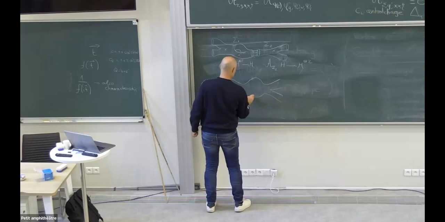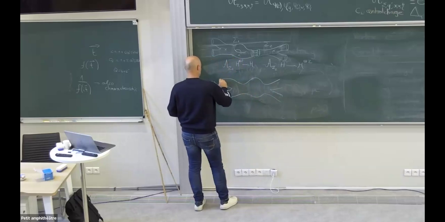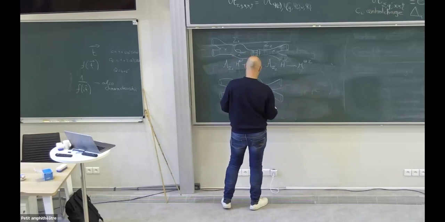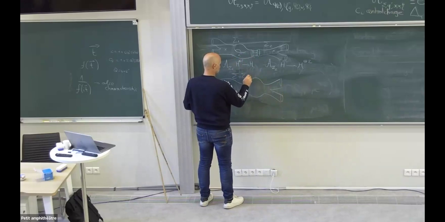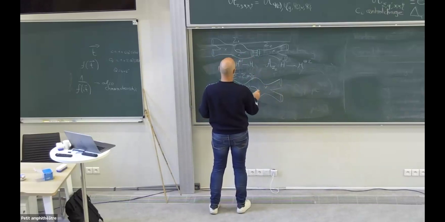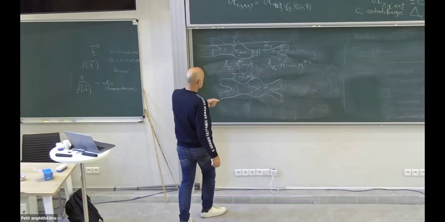There is only one. One pole. So here sigma is the gluing of sigma 1 with sigma 2. There are marked points here and here. Okay, you want this amplitude.